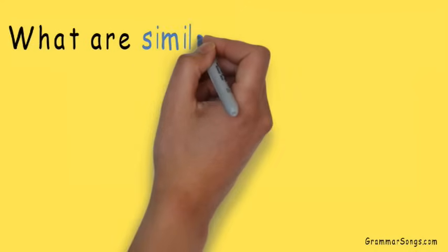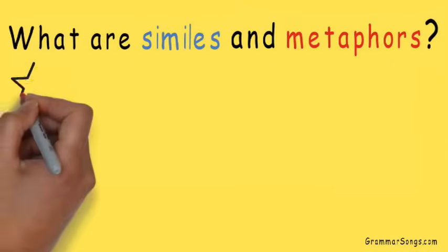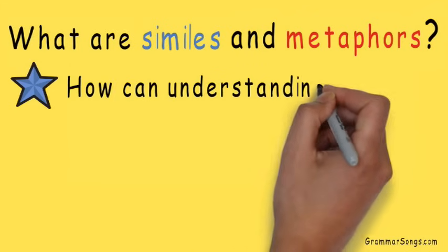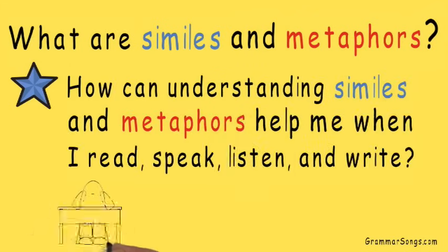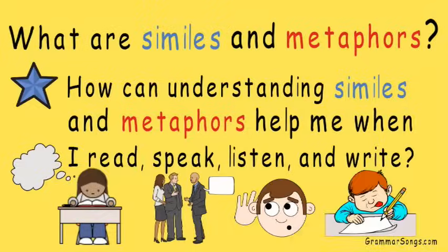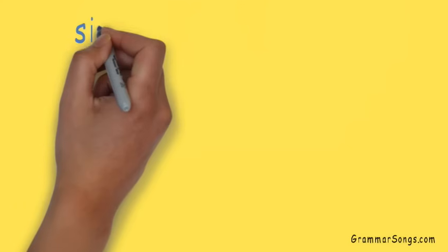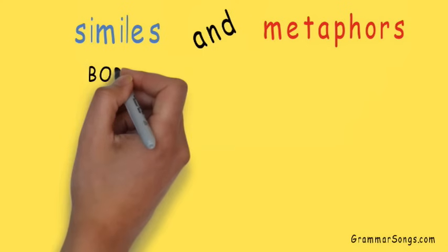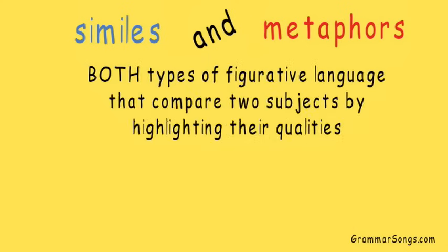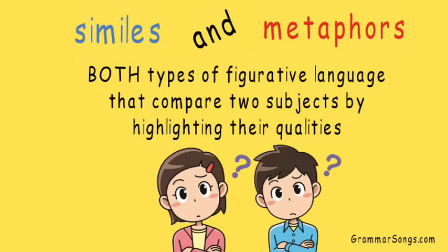What are similes and metaphors? More importantly, how can understanding similes and metaphors help me when I read, speak, listen, and write? Let's get started. Similes and metaphors are both types of figurative language that compare two subjects by highlighting their qualities. What does that mean? I don't understand. It does sound confusing, so let me explain.